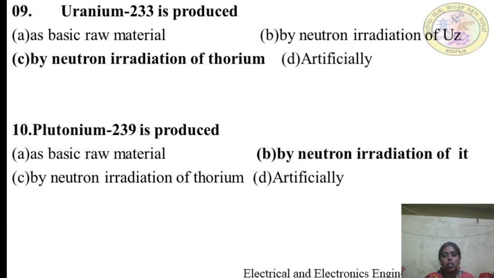Ninth. Uranium-233 is produced. The choices are A. as basic raw material, B. by neutron irradiation of uranium, C. by neutron irradiation of thorium, D. artificially. The correct answer: uranium-233 is produced by neutron irradiation of thorium.